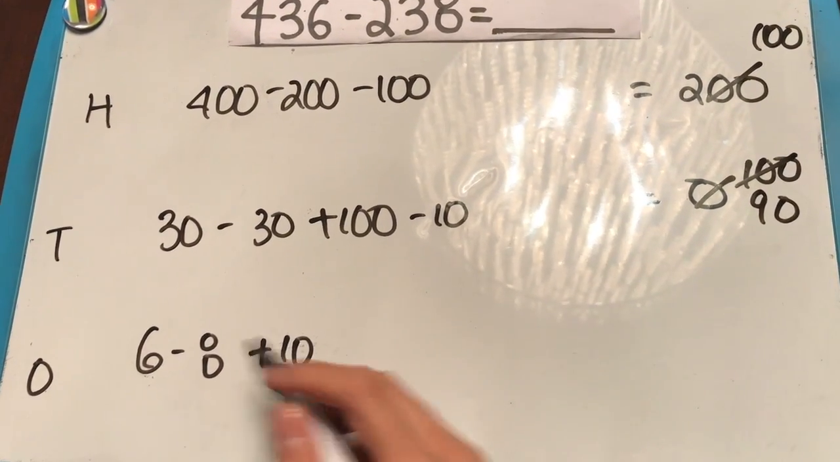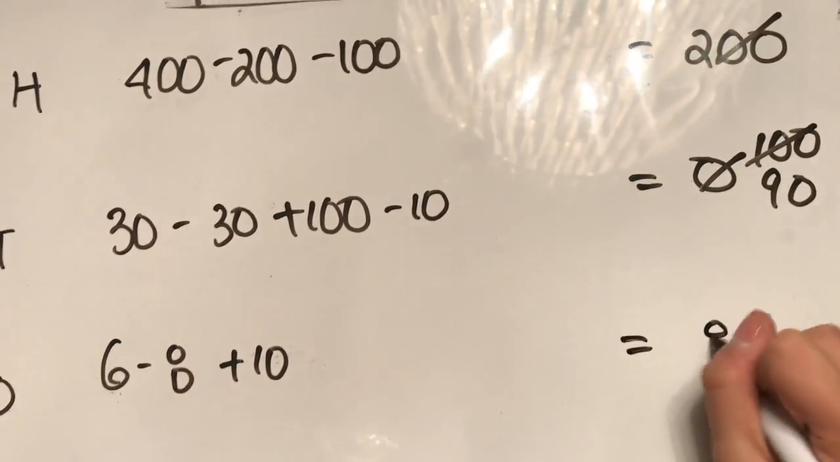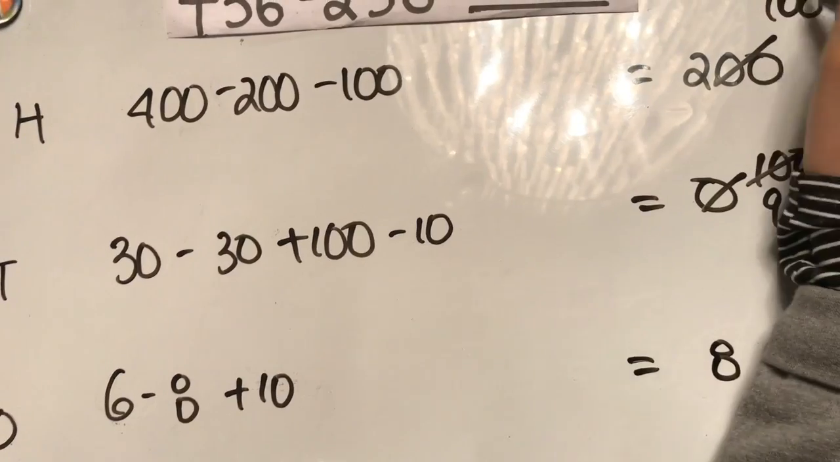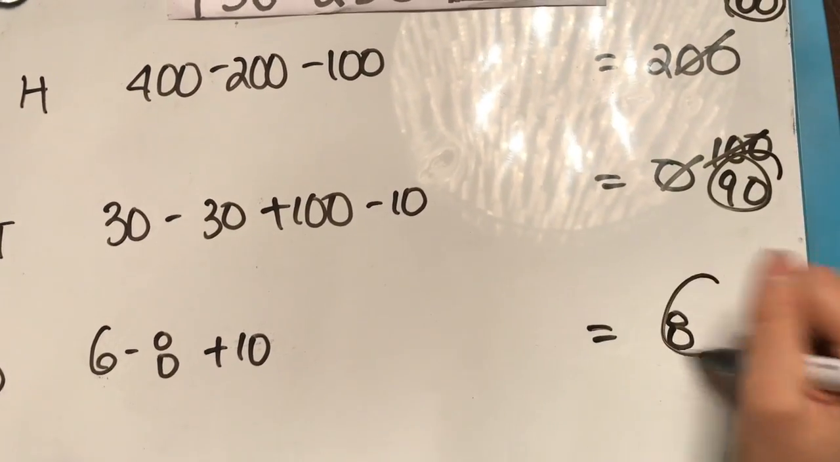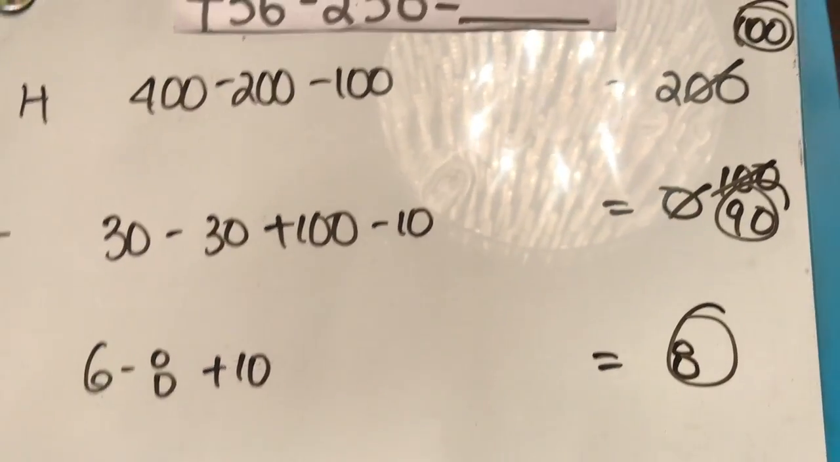I can add 6 to 10 to make a sum of 16 and subtract 8 from 16, which makes a difference of 8. Now I can add up all my numbers. 100 add 90 add 8 produces 198, which is the solution to my equation.